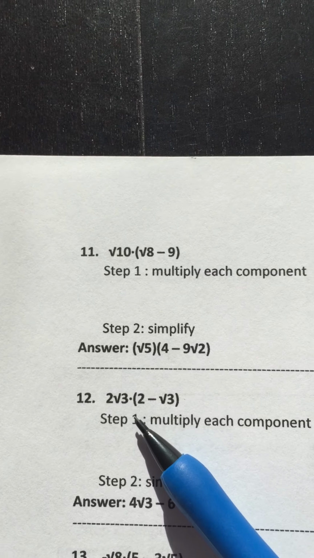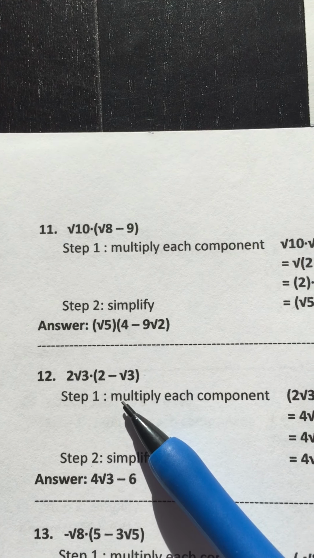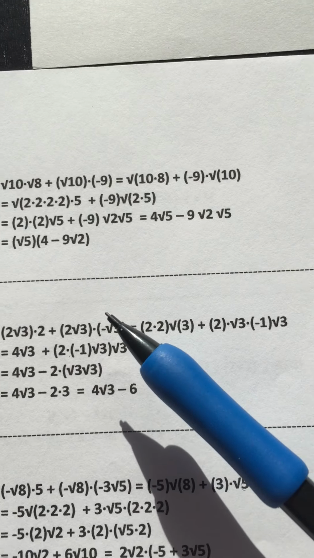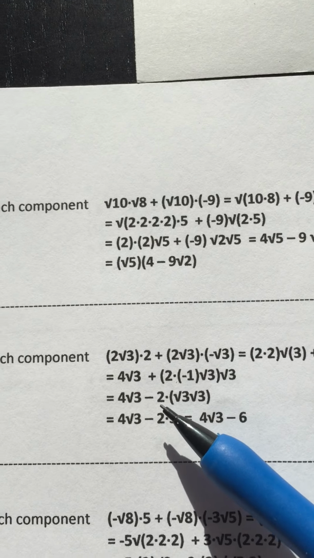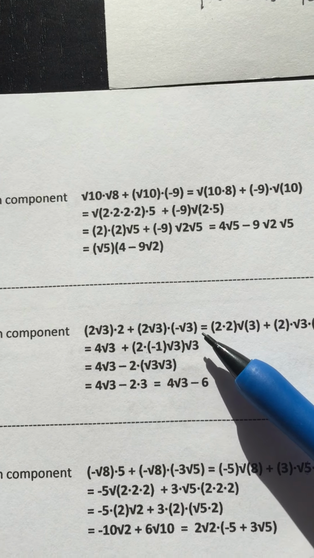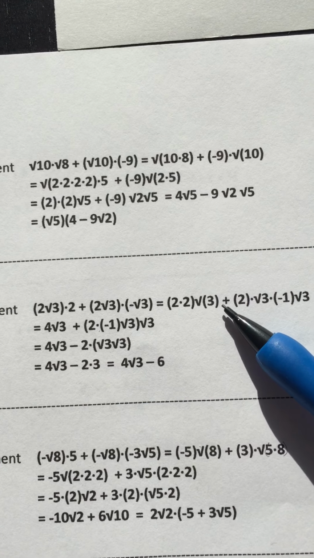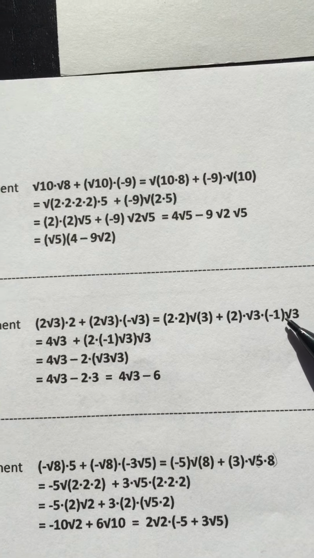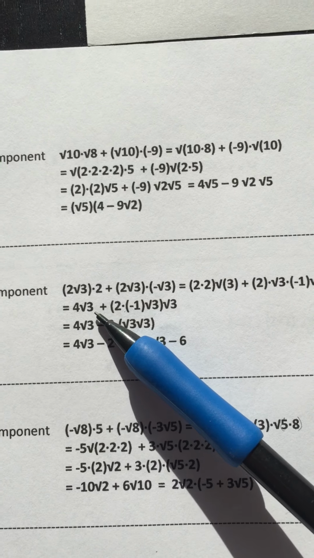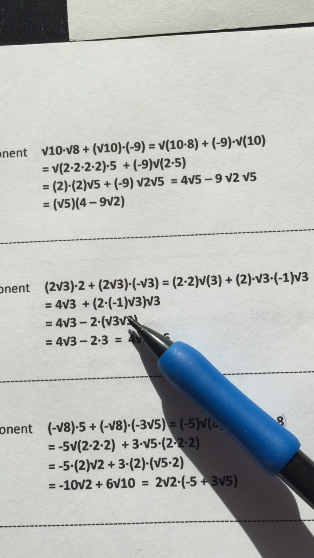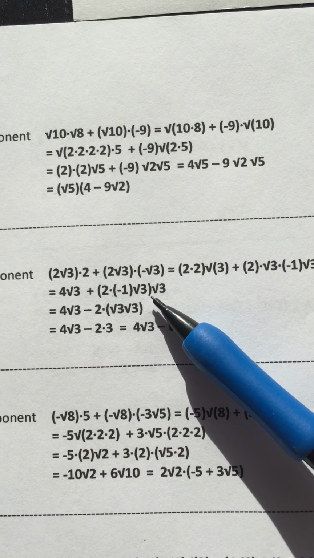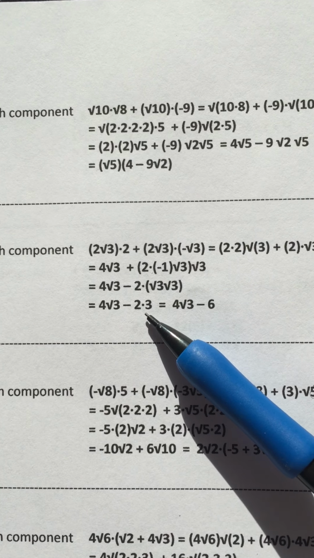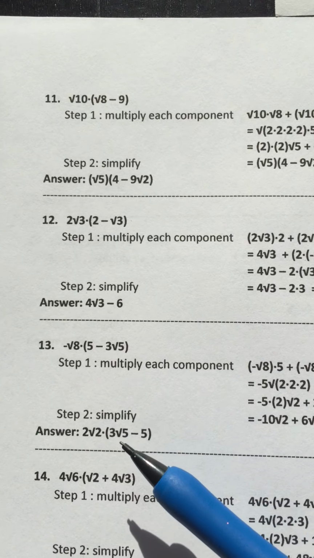Number 12, 2 square root of 3 times 2 minus the square root of 3. Again, the key thing is multiply everything through, so that 2 square root of 3 gets multiplied by all the terms. So I've done there, so I've got a 2 times 2 square root of 3 plus 2 times square root of 3 times negative square root of 3. So that's going to become 4 square root of 3 minus 2 square root of 3 squared, which is, of course, just 3. So I end up with 4 square root of 3 minus 6, and that's my answer.